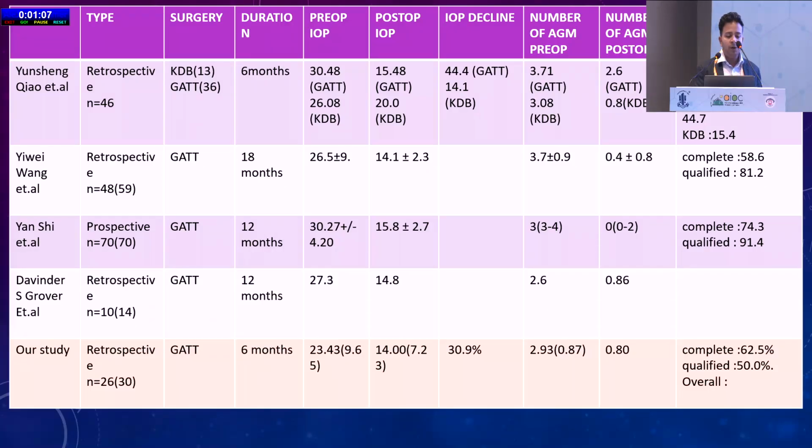If we compare to previous studies, it should be noted that the 2-3 studies I have mentioned here used the eye catheter GAT, whereas we used the suture GAT. Comparing post-op IOP control, ours is 15.48, and in the other studies 14.1, 15.8, 14.0. In our study, there was almost a 30.9% reduction in IOP. Looking at the decline in number of AGM, in those studies it is almost 0.0, and ours is 0.80.